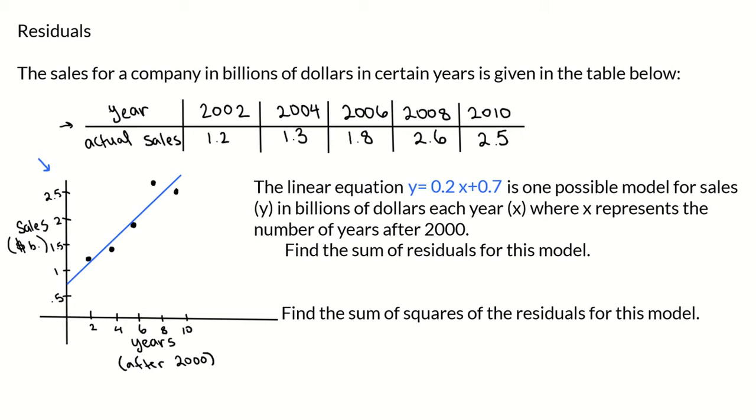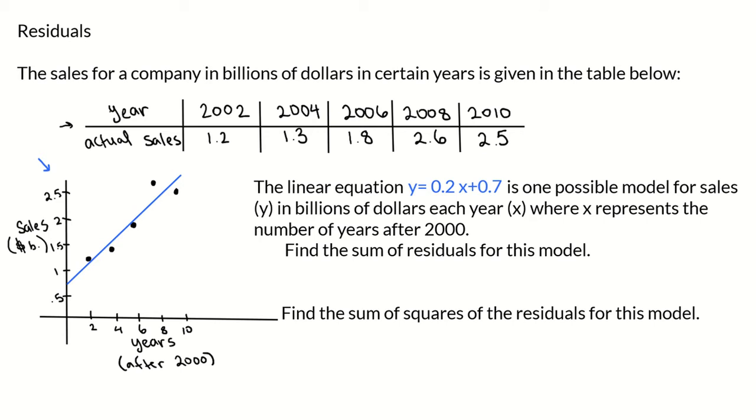So the linear equation y equals 0.2x plus 0.7 is one possible model for sales in billions of dollars each year, where x is the number of years after 2000. So this is one possible model for the data in the table, and you can see that this line is not perfect. So the blue line on this graph is the linear equation y equals 0.2x plus 0.7, but some of the data points are above the line and some are below the line.